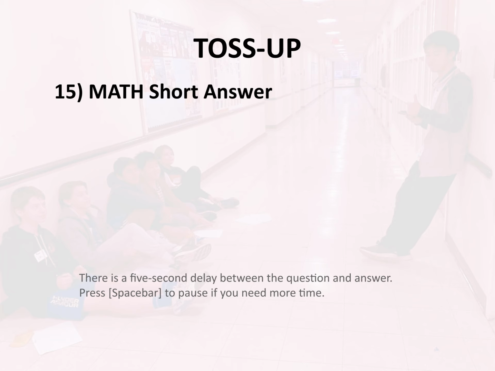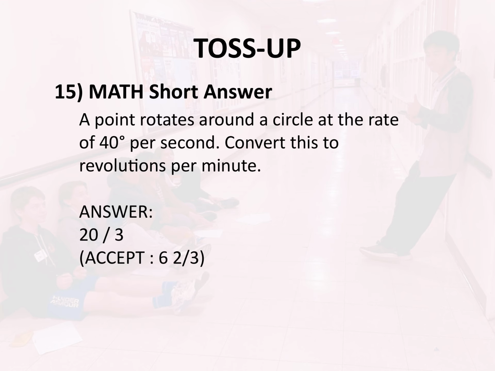Toss-up 15. Math. Short answer. A point rotates around a circle at the rate of 40 degrees per second. Convert this to revolutions per minute. Answer, 20/3.